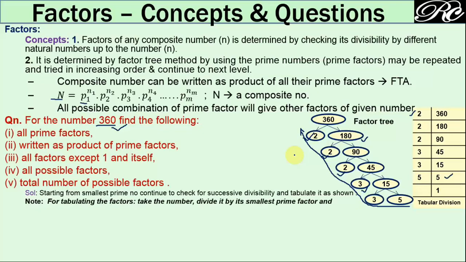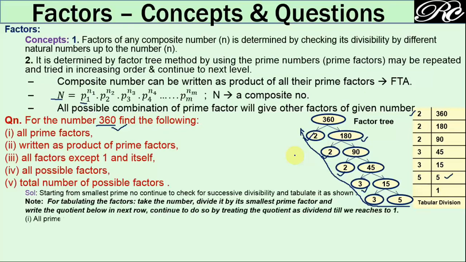But these are not all the factors. Other factors can be obtained by combinations of these prime factors. So let us find out these questions one by one. First is all prime factors. What are the prime factors? 2 is a prime factor which is occurring 3 times. 3 is another prime factor which is occurring 2 times, and 5 is occurring 1 time.